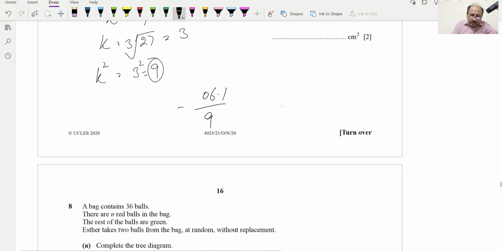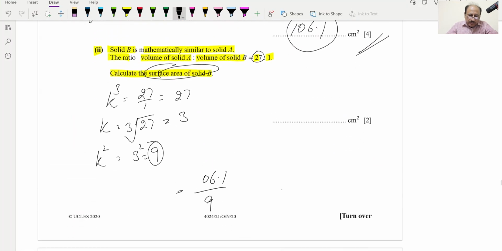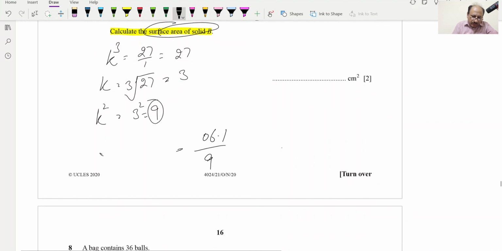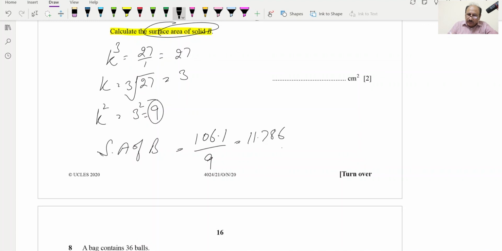and this will be what? This will be the surface area of solid B. So the surface area of B will be equal to 106.1 over 9. So we can divide this by 9 and this is equal to 11.786, which we can write as 11.79. This will be our final answer for this 2 marks part.